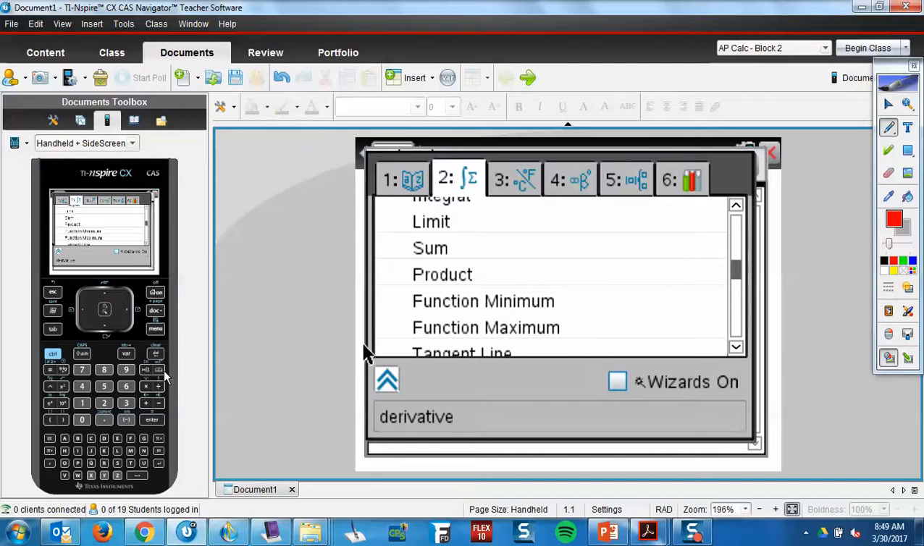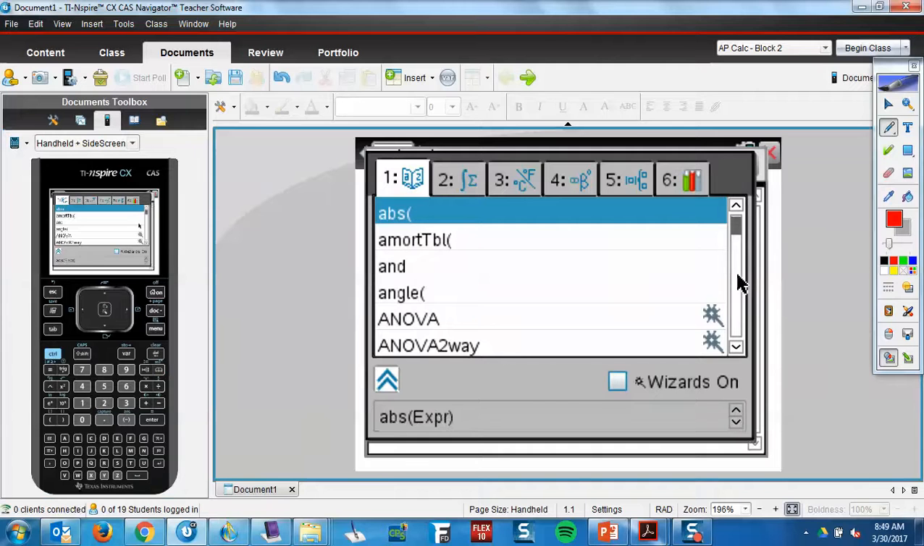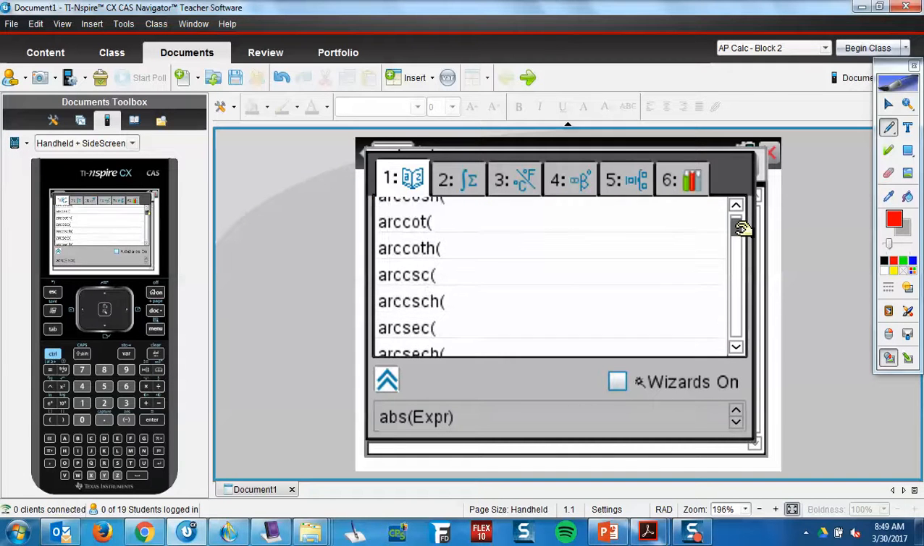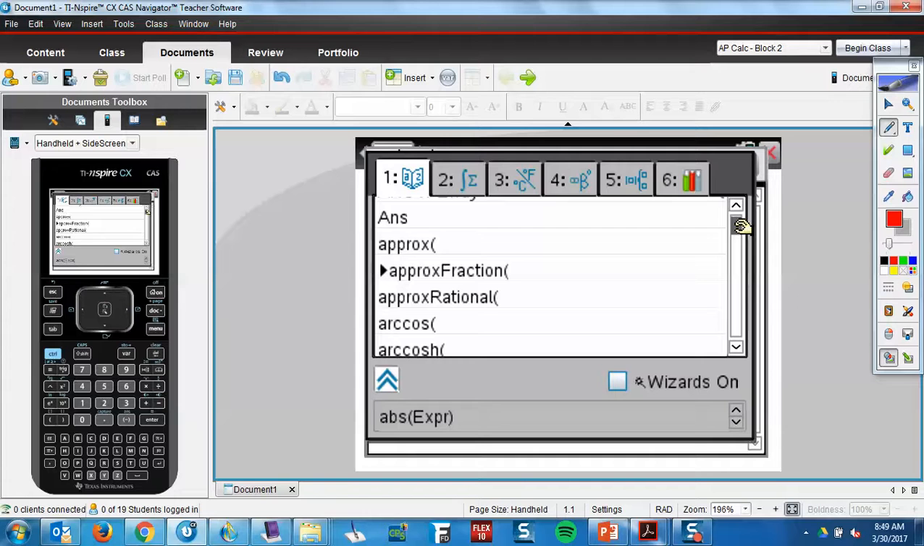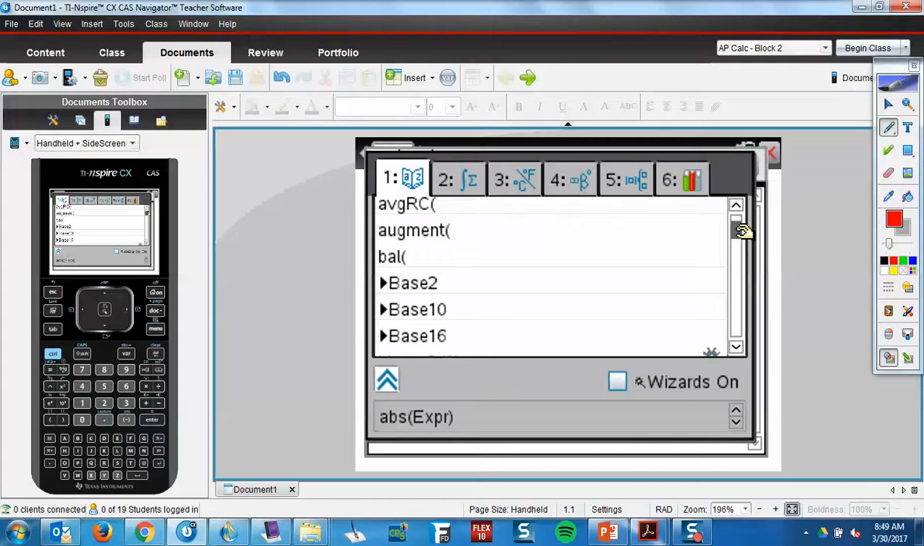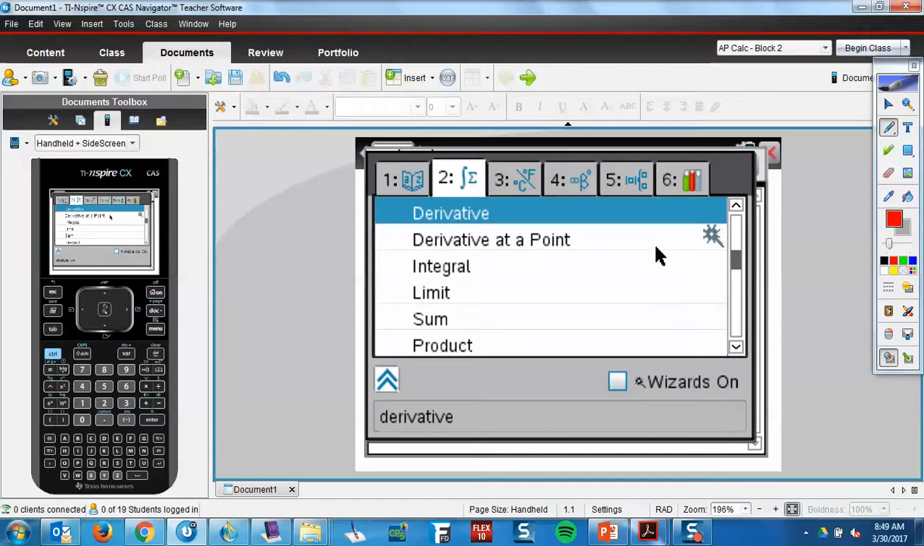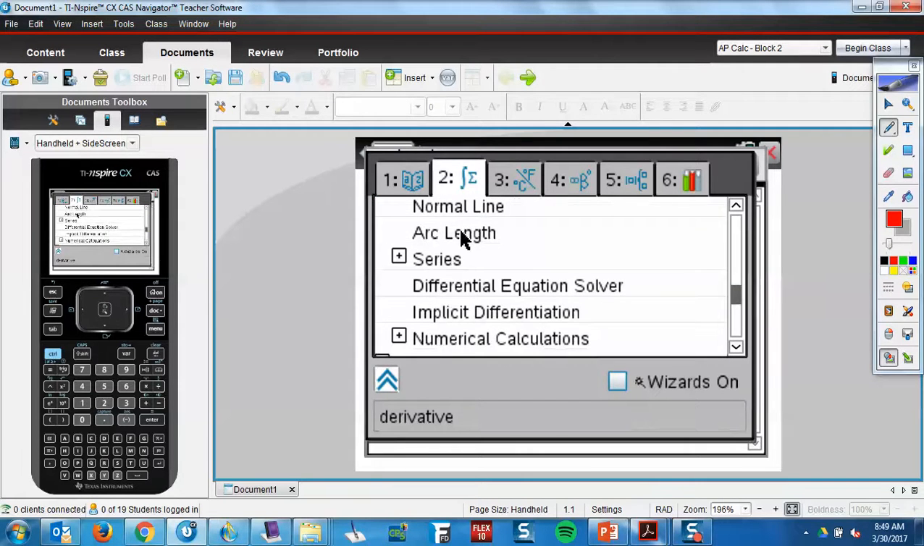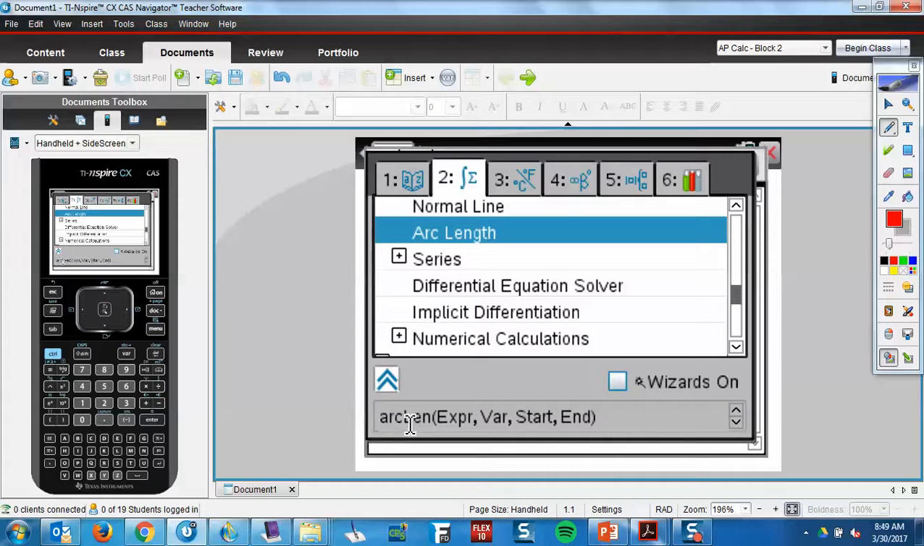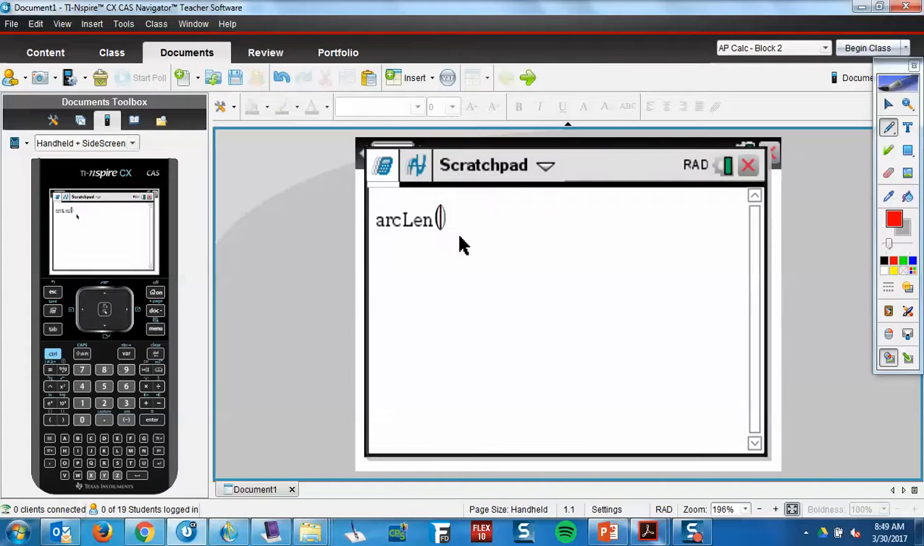So the book over here is like the library, the catalog of all the different functions. If you go to that, I think this has everything. At the bottom of this number 2 here, if you go under calculus, arc length, here it is right here. Arc length, expression, variable, start, end. So it's just a function, for you programmers, a series of statements.